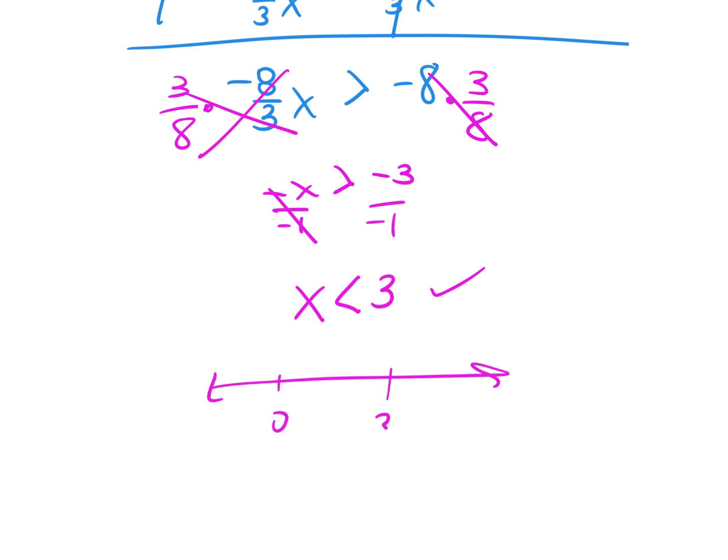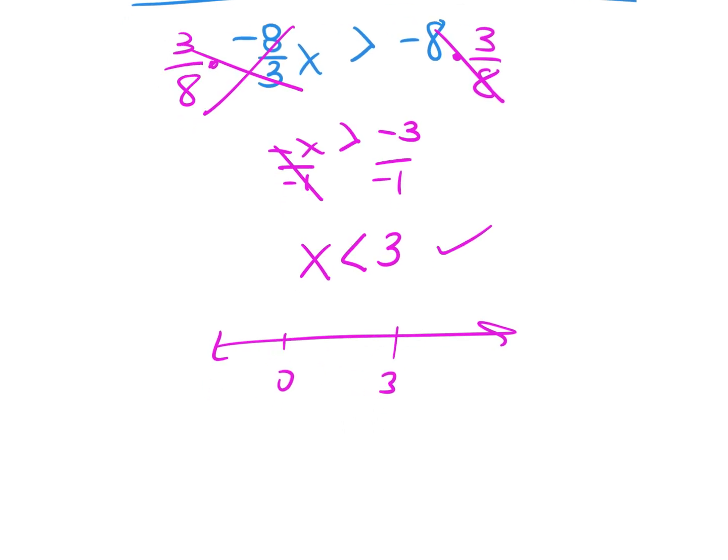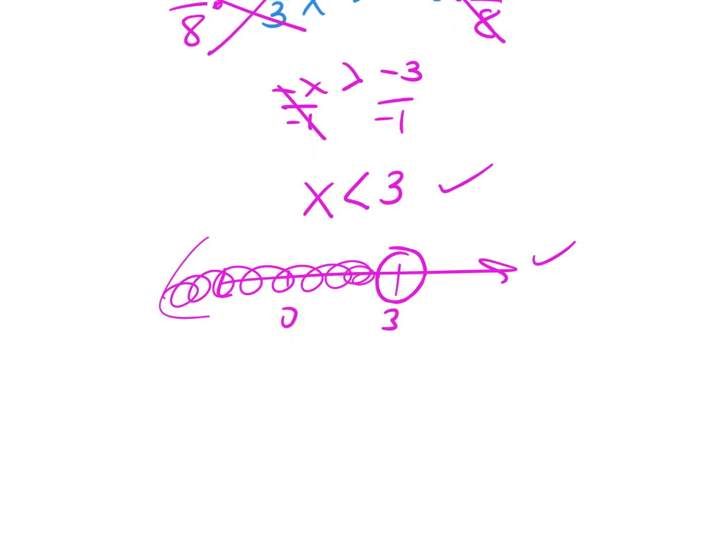Here's 0. Here's 3. Tell me what my number line looks like. Open circle at 3. Good. X is less than 3. Which way am I shading? To the left. There's my graph. Now, what is my interval notation? From where to where?